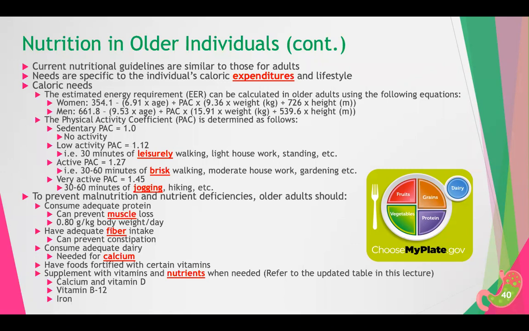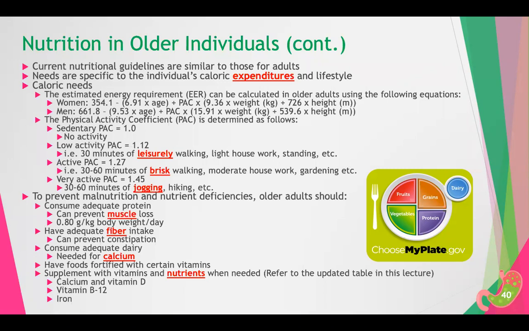354.1 minus 6.91 times age plus the physical activity coefficient, or PAC, times 9.36 times weight in kilograms plus 726 times height in meters. So I know that's a lot, but this is the way to calculate the EER for our older individuals. And the physical activity coefficient is determined as follows. So this essentially is the number that we would utilize depending on their activity level.